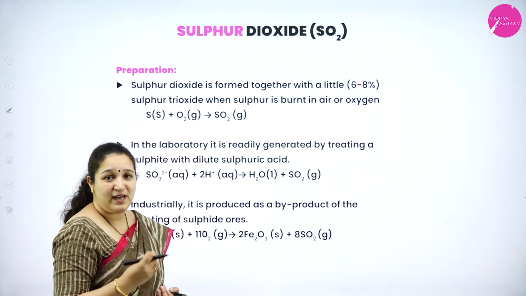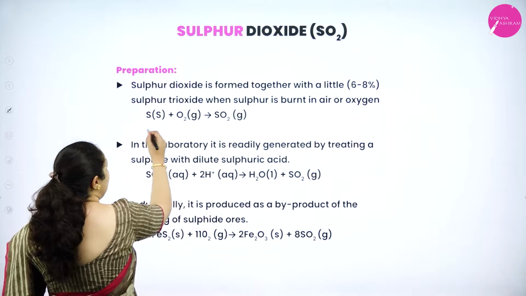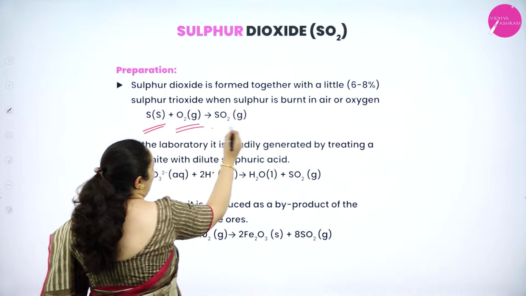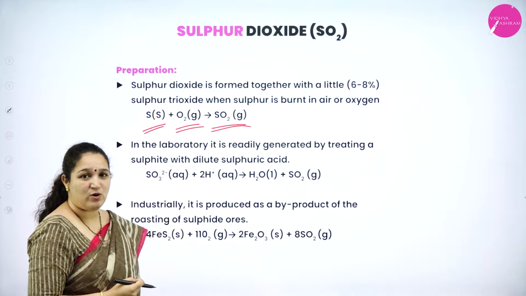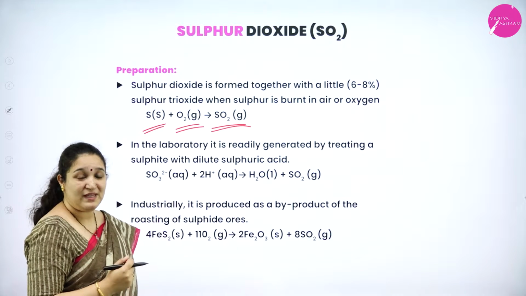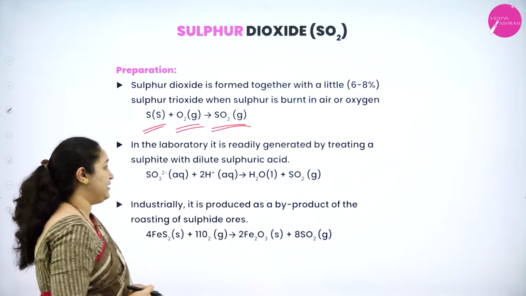How is sulfur dioxide prepared? We take sulfur, burn it with air, and we get sulfur dioxide. Also, some amount of sulfur trioxide may be formed. That is the first method of preparation.